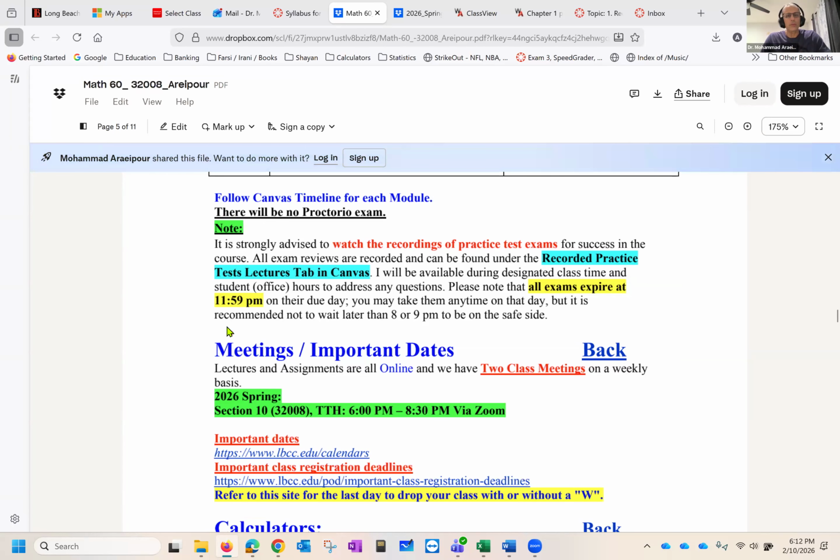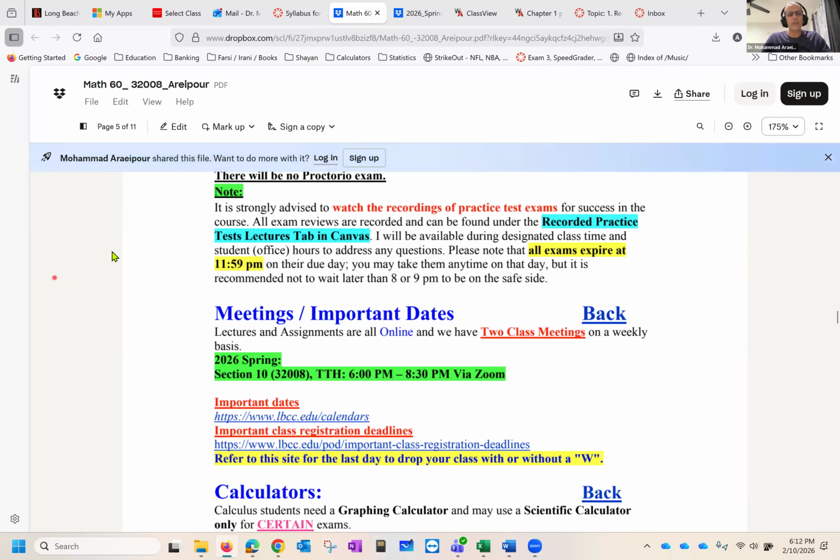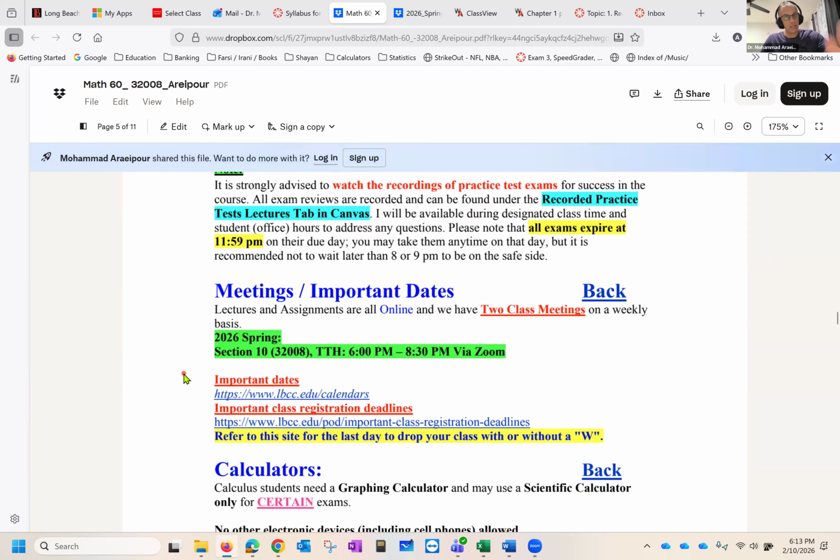But there's no Proctorio. My assumption is when you take the exam, you assume you're taking the exam in class, and you follow it accordingly. It is strongly advised to watch the recordings of practice tests to get ready for the exam. All exam reviews are recorded and can be found under the recorded practice tests. All exams expire at 11:59 p.m. And again, if you start at 11, on that day you have only 59 minutes, so don't do that.